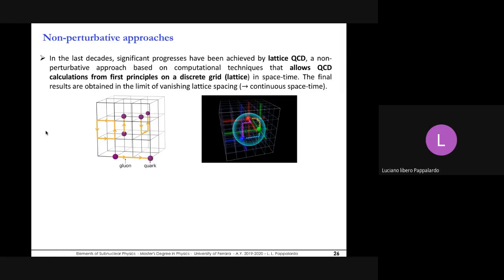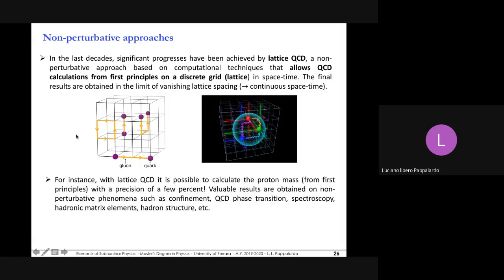And you make a calculation in this discretized space, which is much simpler, although it is still very complex, by the way, okay? And then, in order to get a physical result, you have to push to the limit of continuous spacetime. So at the end, you essentially take the limit of vanishing lattice spacing in your result, and this is your physical prediction. Now, with this technique, lattice QCD, it is possible to calculate, for instance, the proton mass, which is a clearly non-perturbative quantity, from first principles, starting from the QCD Lagrangian, with a precision of a few percent.